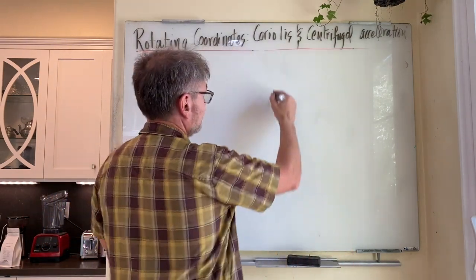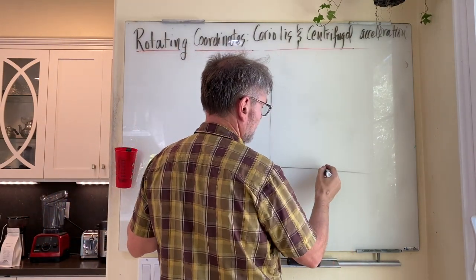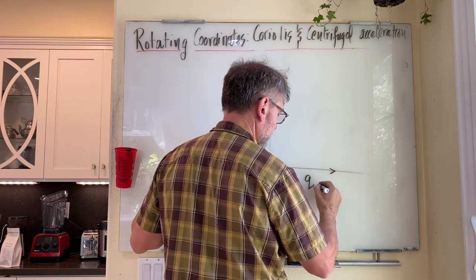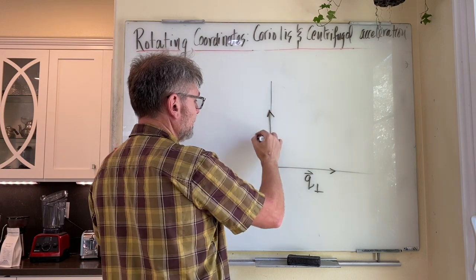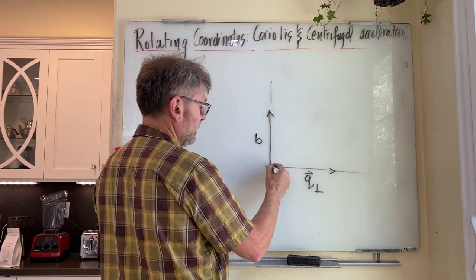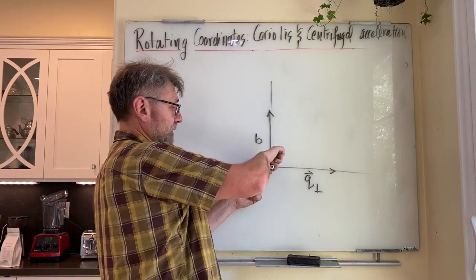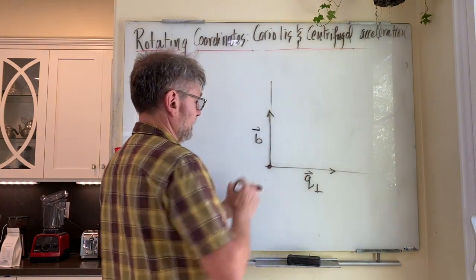So I have a plane, and in this direction I have q perpendicular, and in this direction I have b. So the omega hat here is pointing out of the board, right? It's coming out of the board, and this is the vector b.